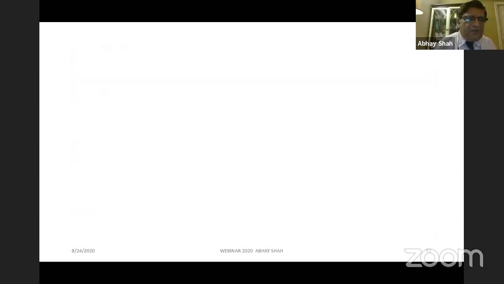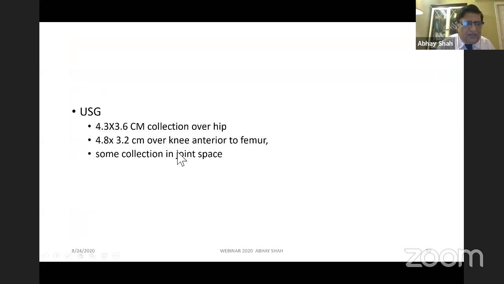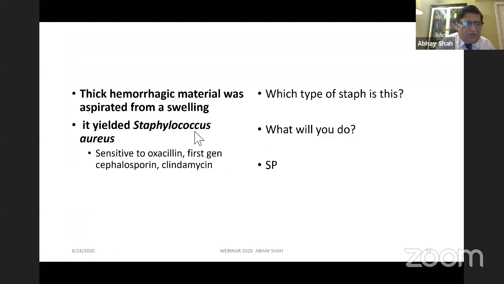Yes, agreed. In that case, USG was done, which was suggestive of collection over the hip. There was collection over the knee, anterior to the femur, and some collection in the joint, which is a case of septic arthritis. The fluid that was found was thick, hemorrhagic, and it yielded Staphylococcus aureus. But fortunately, it was sensitive to oxacillin.